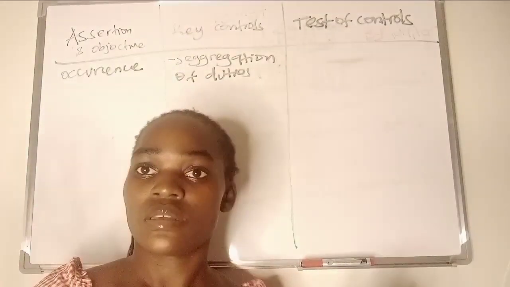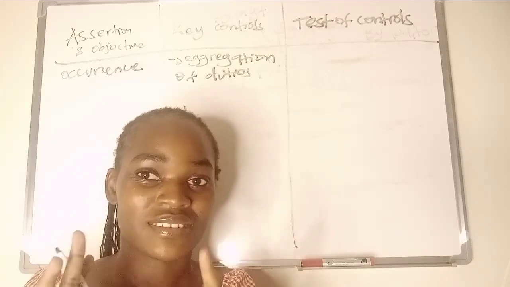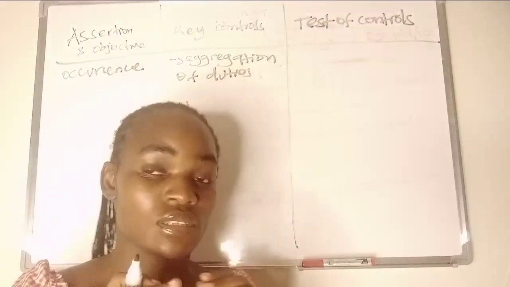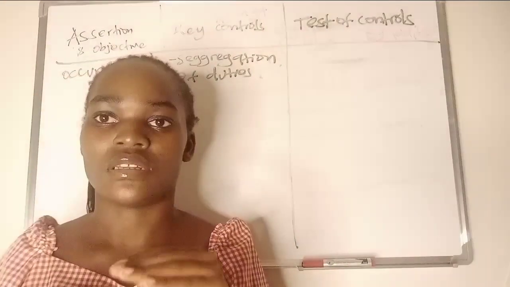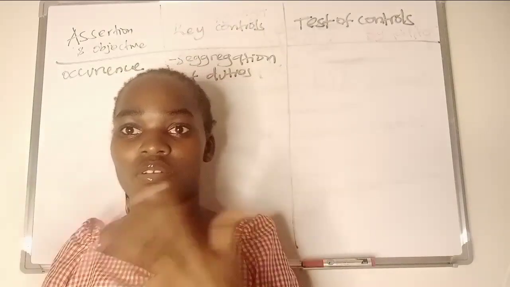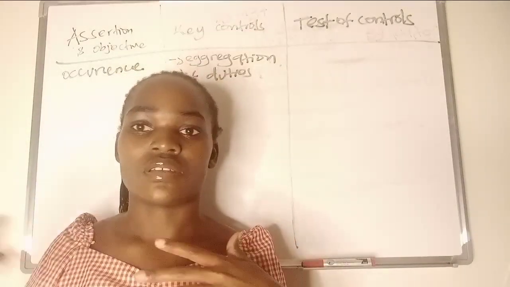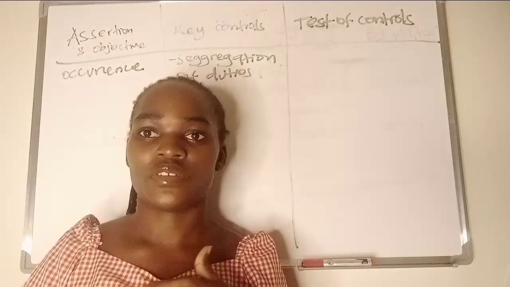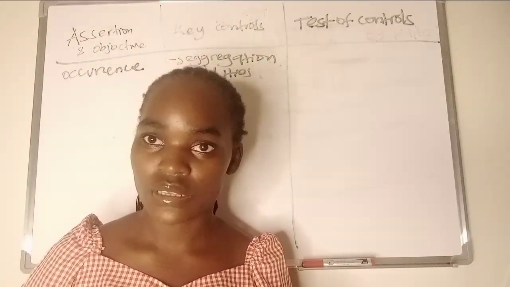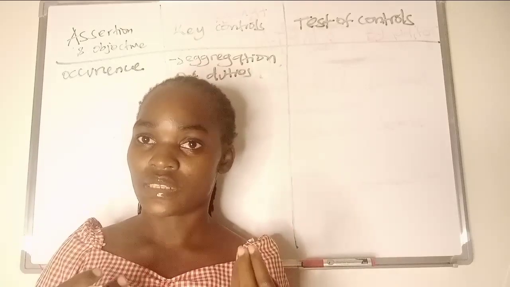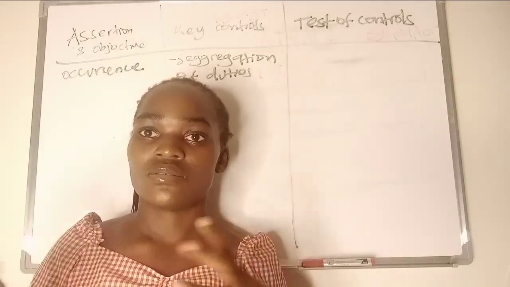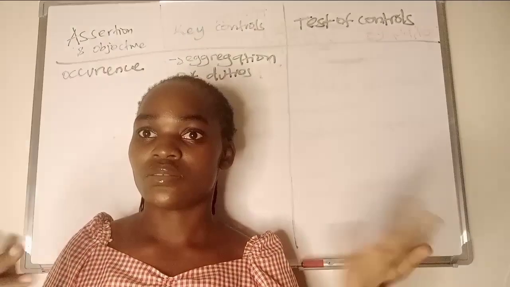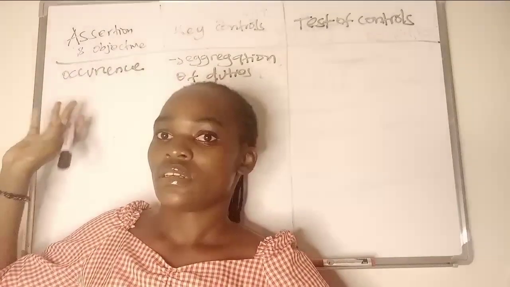So here you separate duties, because if you combine duties, someone can easily record sales that didn't exist or they can refuse to record sales that existed. So you segregate duties whereby someone that makes the sales is different from someone that records the sales in the books, then is different from someone that receives cash, then is also different from someone that approves maybe credit sales.